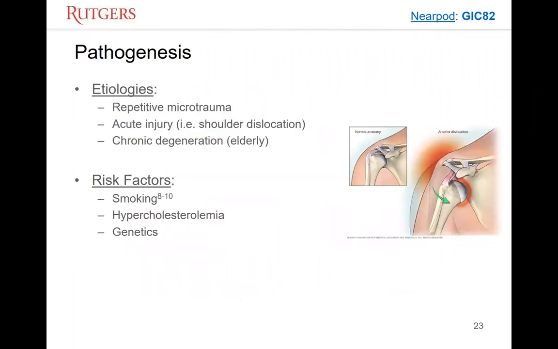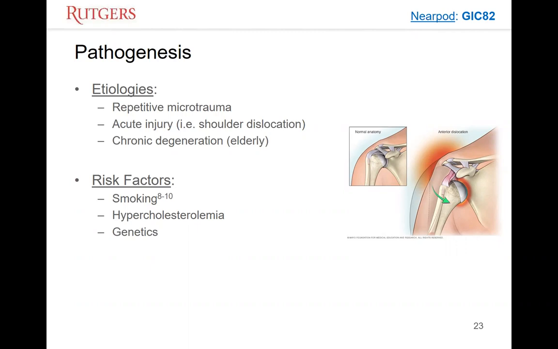The pathogenesis of rotator cuff tears is multifactorial. It can be caused by repetitive microtraumas in athletes who perform overhead motions or forceful pulling, such as pitchers, quarterbacks, firefighters, rowers. Younger patients who sustain a shoulder dislocation typically tear their labrum, whereas a majority of older patients with shoulder dislocations sustain a rotator cuff tear. Despite these possible etiologies, the majority still are chronic degenerative tears in older patients.